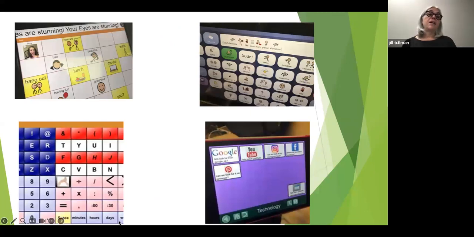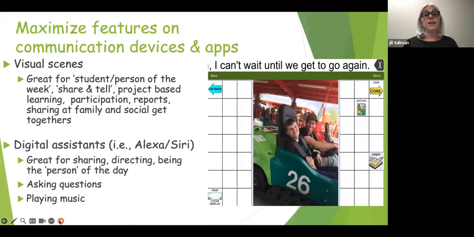More examples of customized pages. This is our friend Uriah, who had a crush on Amy, and we programmed into his device, "Your eyes are stunning, you're beautiful." He was super motivated to use the vocabulary.